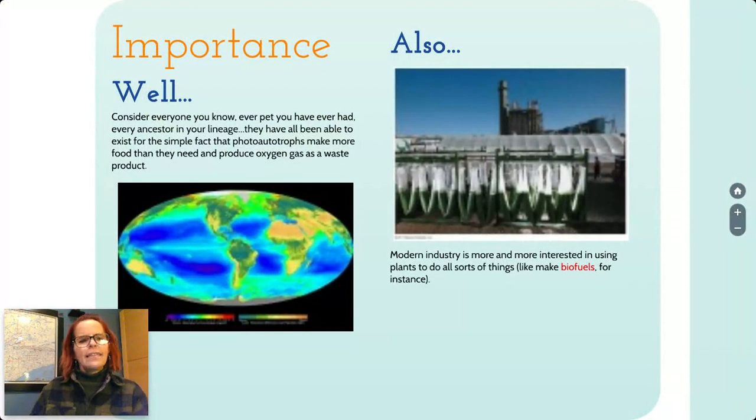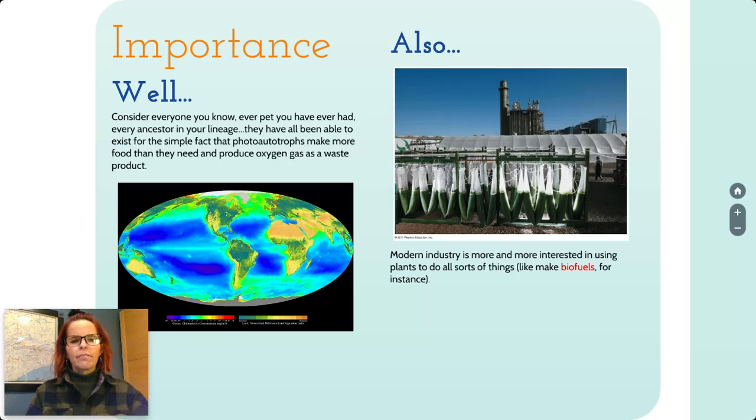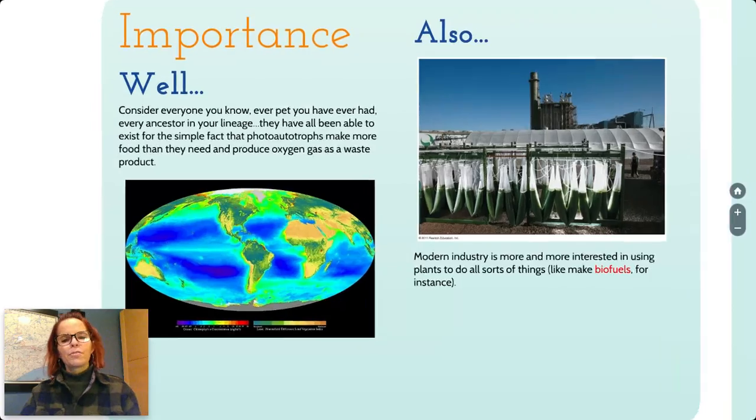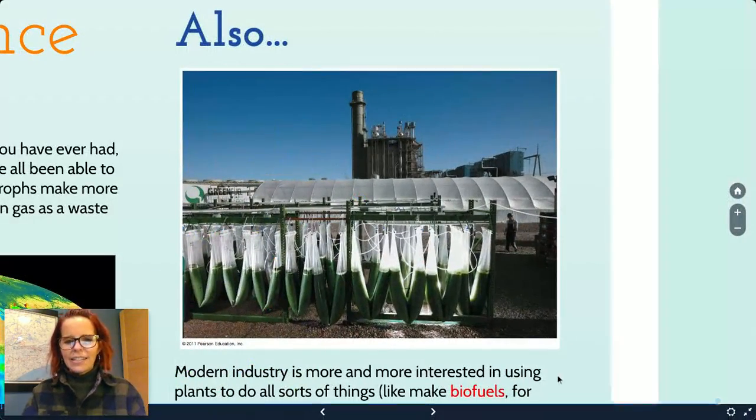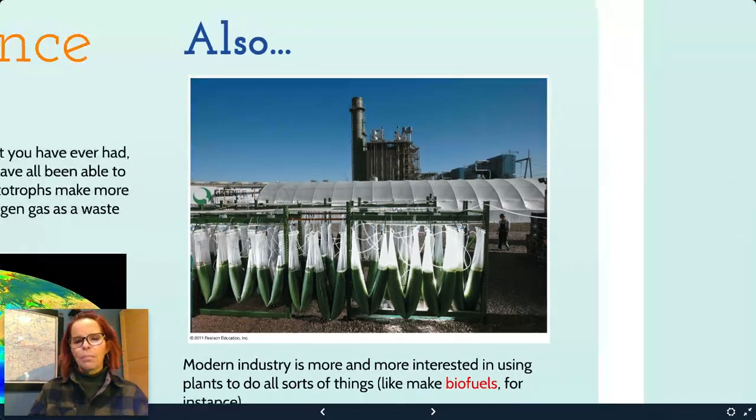All right, and then just wrapping this up, what's the importance of photosynthesis? Consider everyone you know, every pet you've ever had, every ancestor in your lineage, they've all been able to exist for the simple fact that photoautotrophs, photo means light, auto means self, troph means food, make more food than they need and produce oxygen gas as a waste product. Modern industry is more and more interested in using plants to do all sorts of things, like make biofuels, for instance. So if you look at this, this is full of plants. These bags are full of plants, and they're using that to make biofuels.